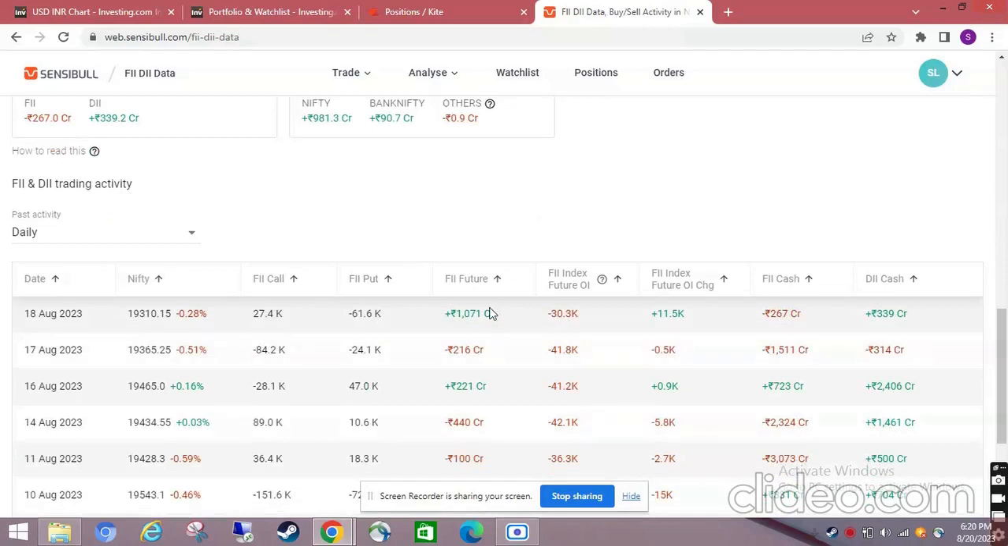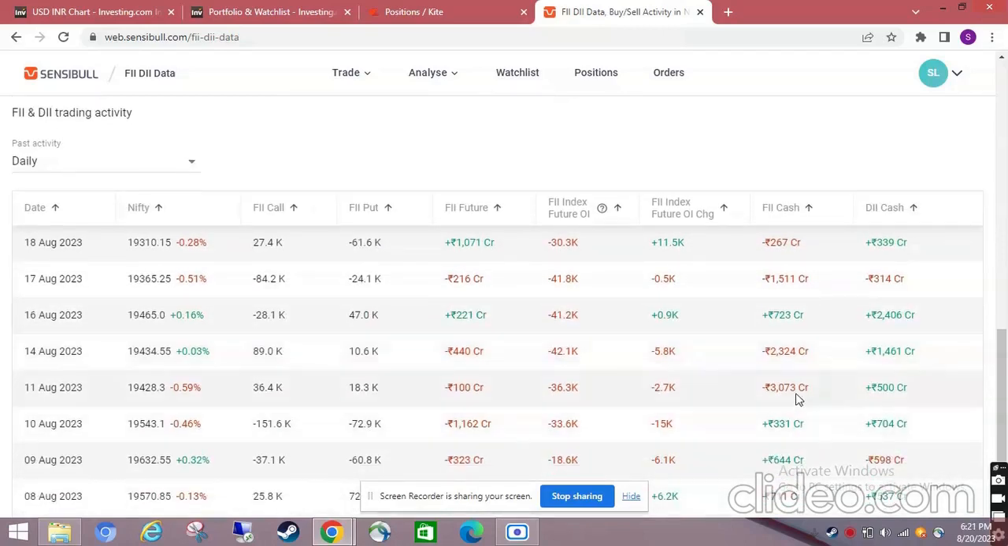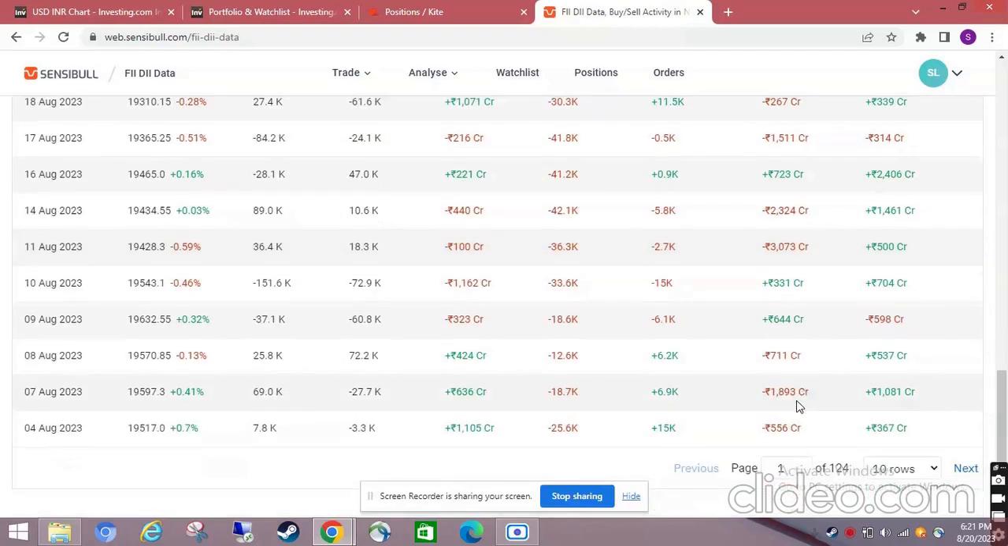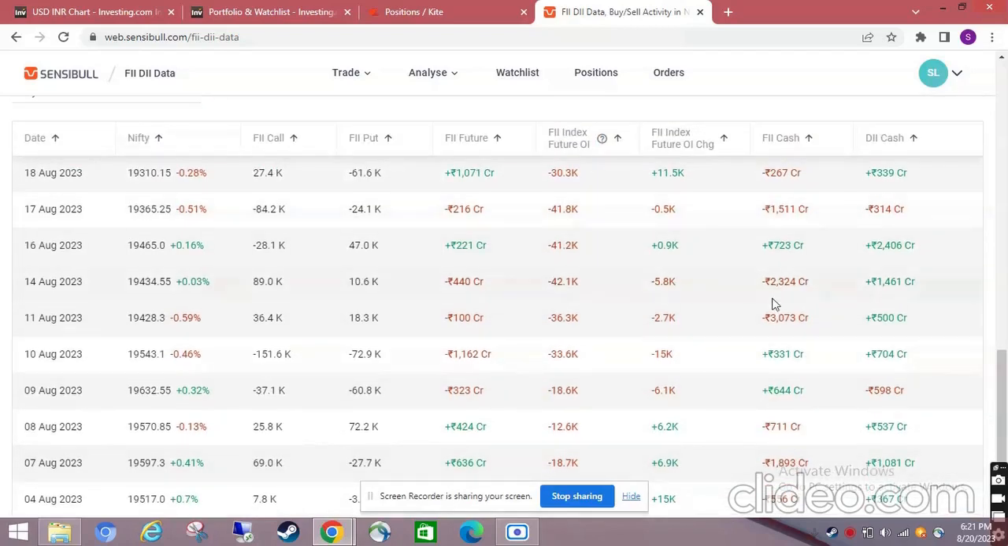So how many calls and futures, and what is a cash outflow? You can see the cash outflow, right? Look at these numbers: 3,000 crore, 23 crore, 1,500. So the net outflow is really large from the FII side. For the next 2 weeks, it has been massive net outflows. Again, this is very much true to our story.